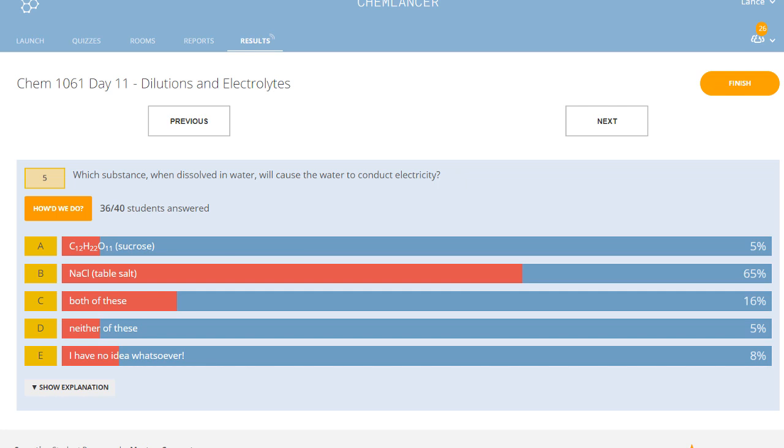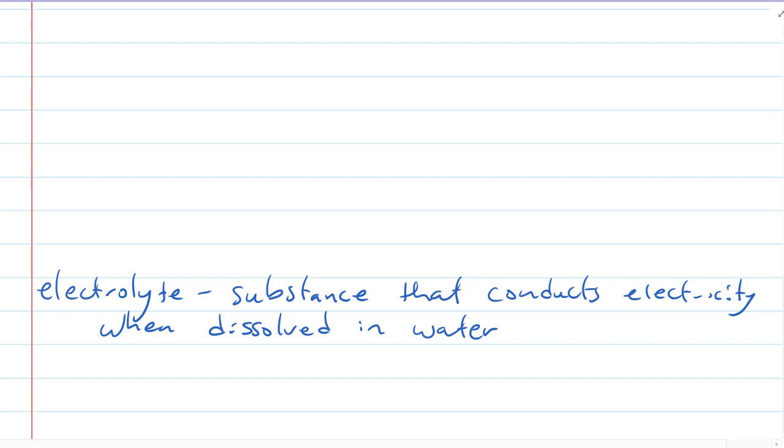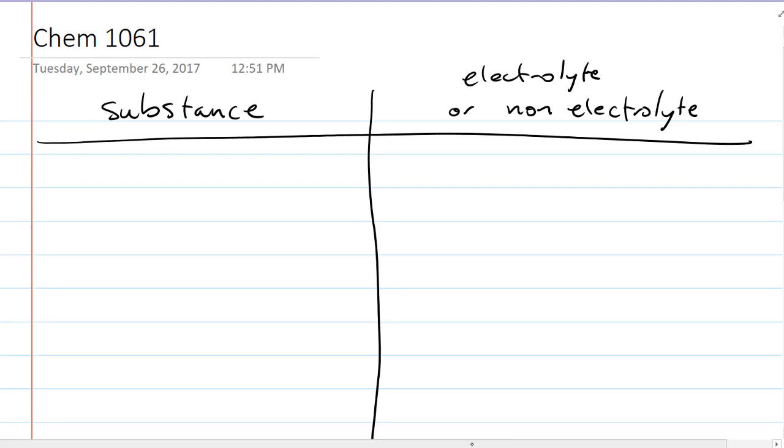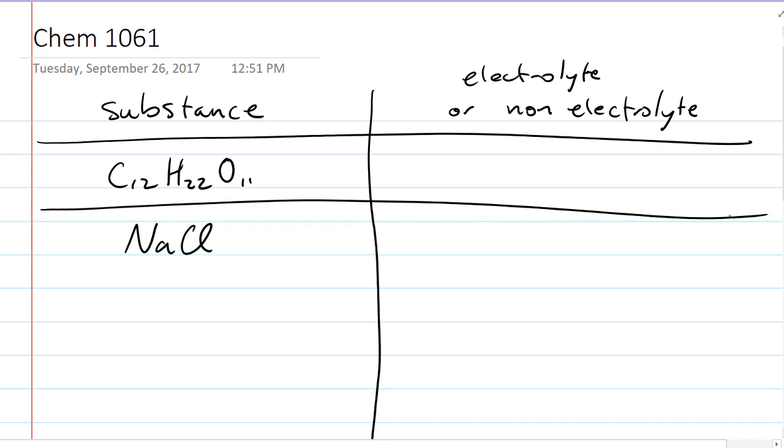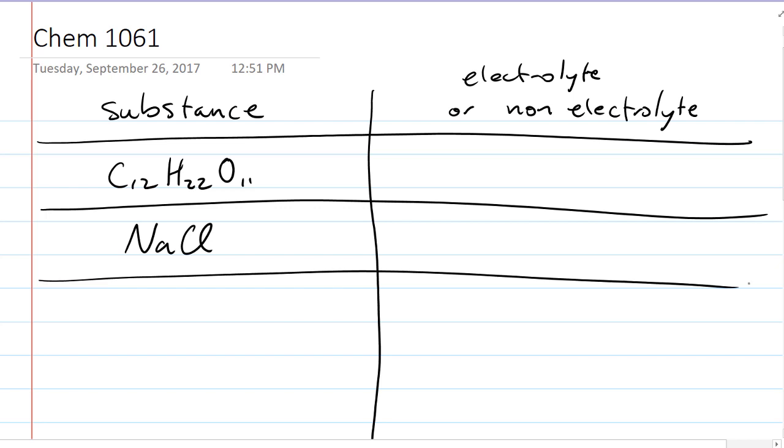Now what we're going to do is we're going to make a table here. And in the table, we're going to list the substances, and we're going to tell whether or not they are an electrolyte. So we'll label them as an electrolyte or non-electrolyte. And we'll start here with the C12H22O11, which again is the formula of sucrose. And then the next one is NaCl, which is salt. So we'll try each one of these here, and we'll start with the sucrose.